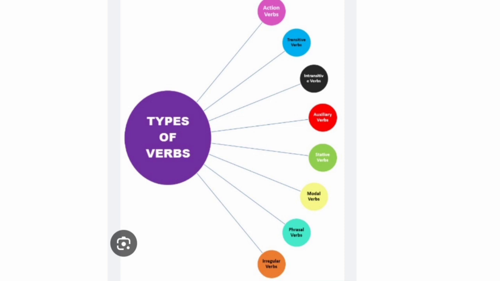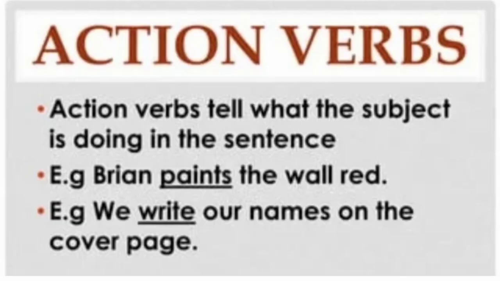Types of verbs. Verbs are basically divided into 8 types. Let's learn about them. Number 1. Action verbs. Action verbs tell what the subject is doing in the sentence. For example, Brian paints the wall red. We write our names on the cover page. In these examples, the underlined verbs are showing the actions.